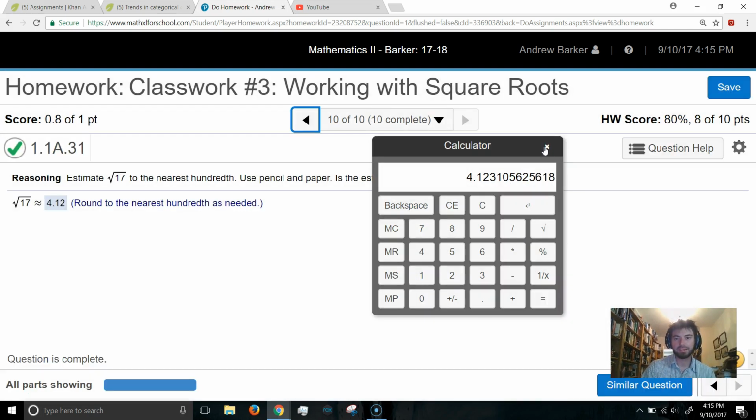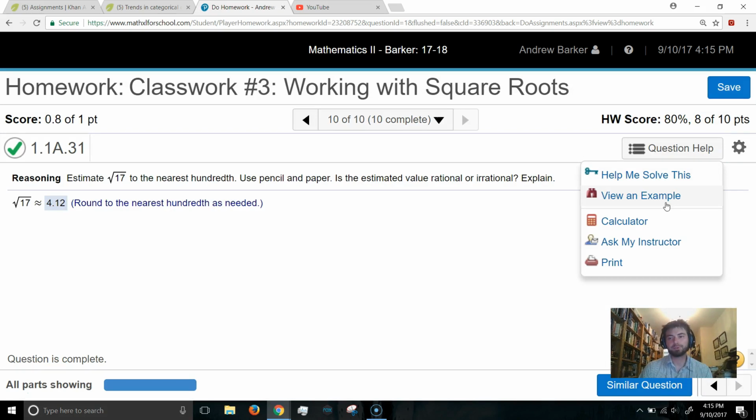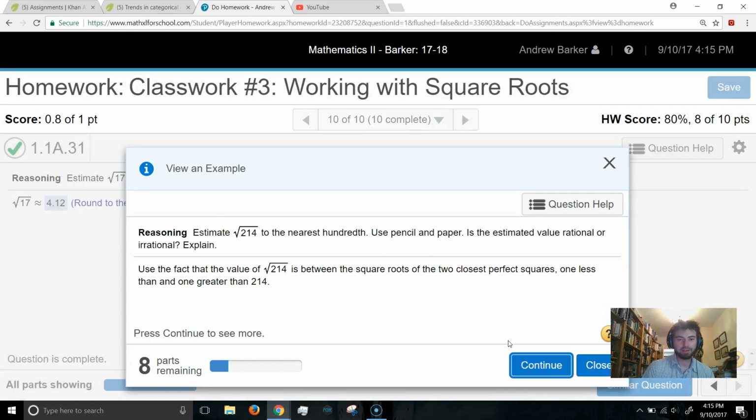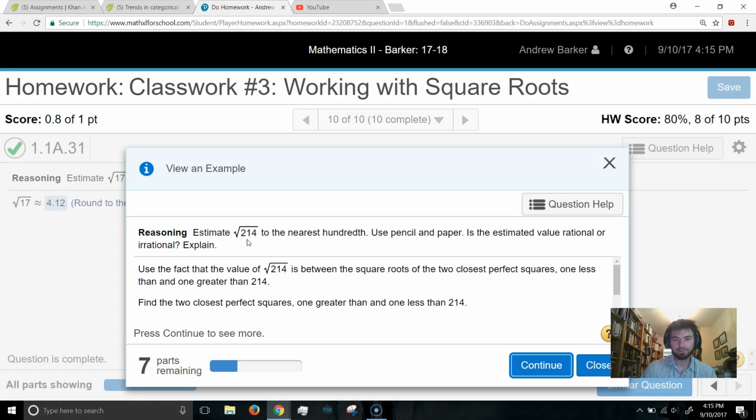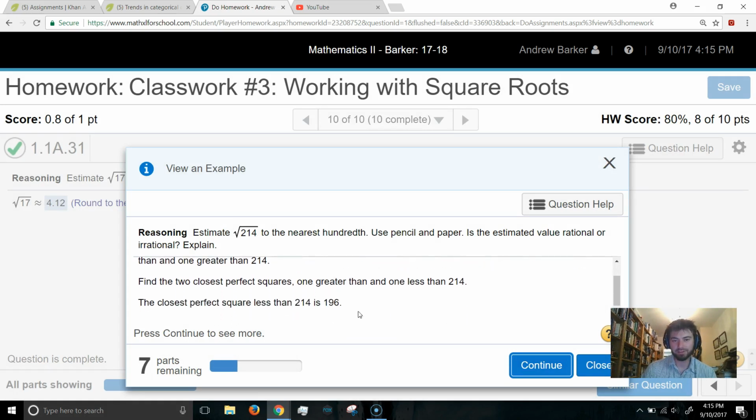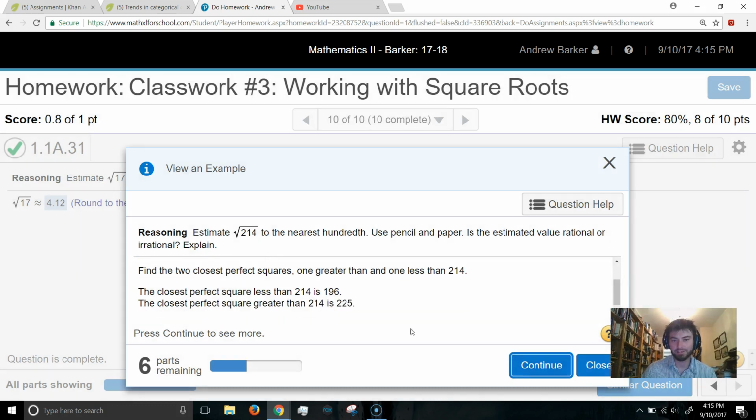Excellent. So we could spend more time doing it the way they do it. I'll show you what they have you do. They chose 214 as their example. This is just above the square root of 196, which is 14. Oh, sorry. This is really close to 15. 196 is the perfect square of 14, and 225 is the perfect square of 15.